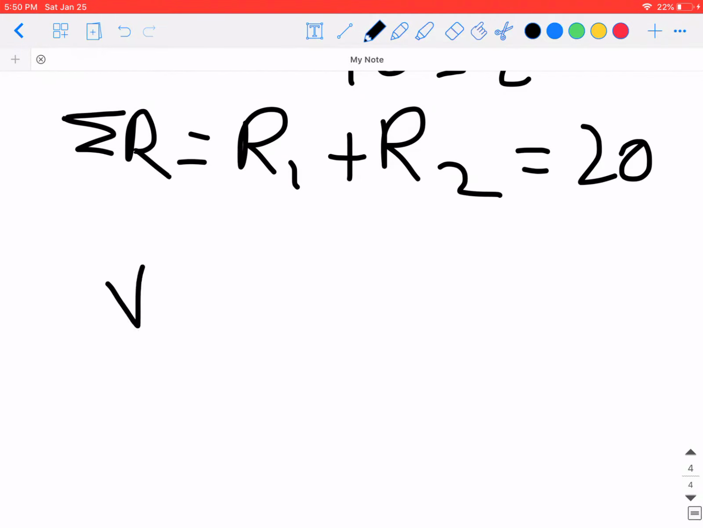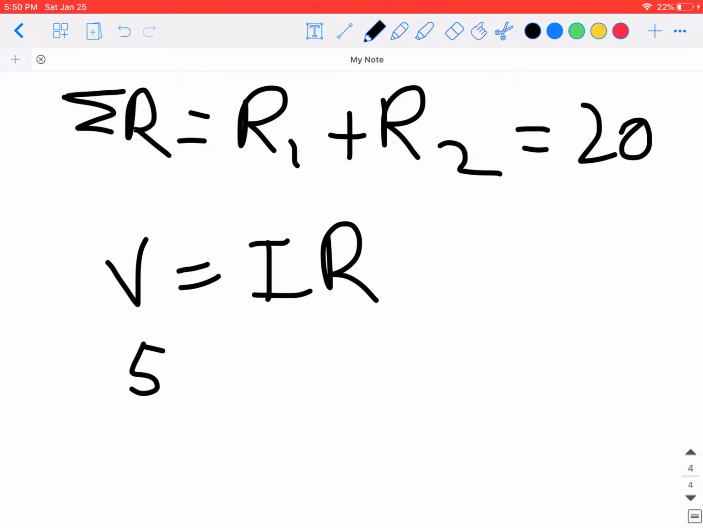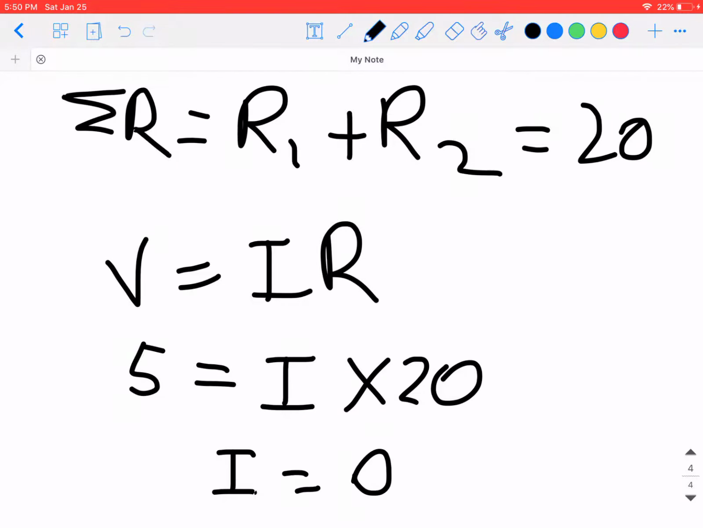And then we just do V equals IR again. We have our voltage is 5 volts. Well, 5 volts is equal to our current times our total resistance, which is 20. So for this circuit, our current is 0.4 amps. So yeah, that was fairly straightforward.